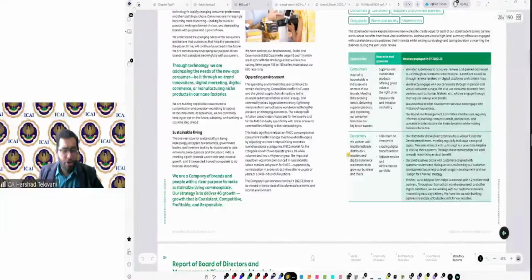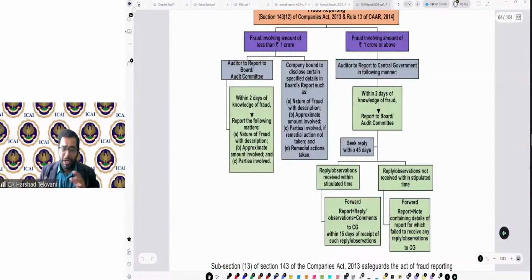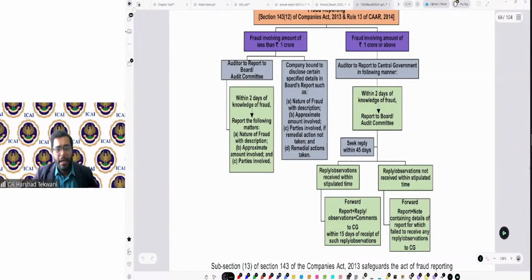So there is a very good chart which is given in the study material in summary form. You can mark it as an important one. Okay, summary of section 143(12) of the Companies Act. So whatever we understood is covered over here in a summary form, in the form of a flow chart.